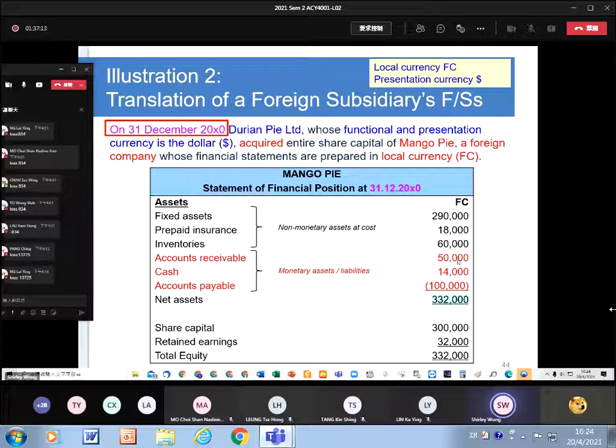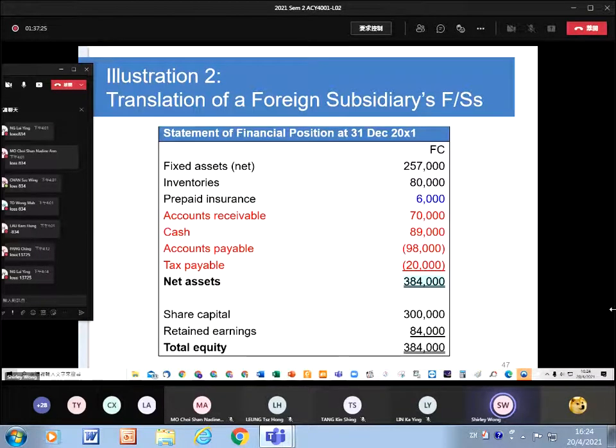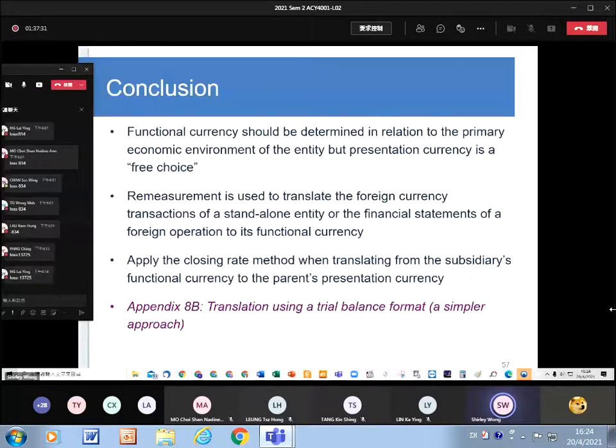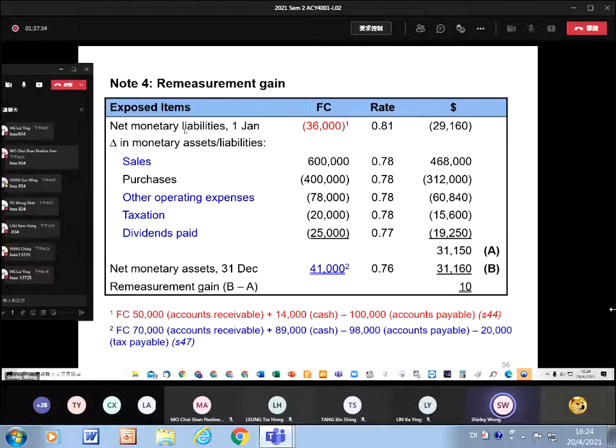We pick it out, 50 minus plus 14 minus 100. If you calculate it, it is negative. We call it net monetary liability. If you calculate it is a positive figure, we call it net monetary asset. And then for the year-end date, we have 4 items. Therefore, we will list out all these monetary assets and liabilities. So all the monetary items in the beginning include accounts receivable, cash, and accounts payable in slide 44. Therefore, it is a negative figure. So we call it net monetary liability.